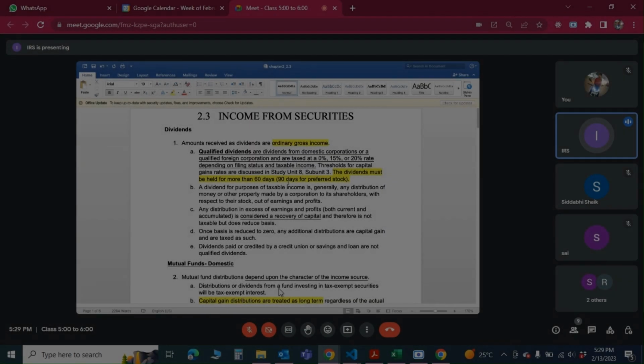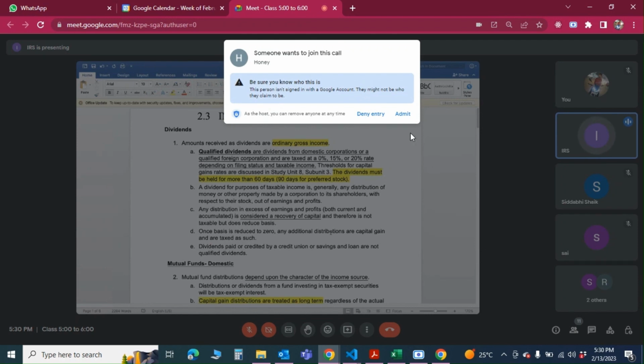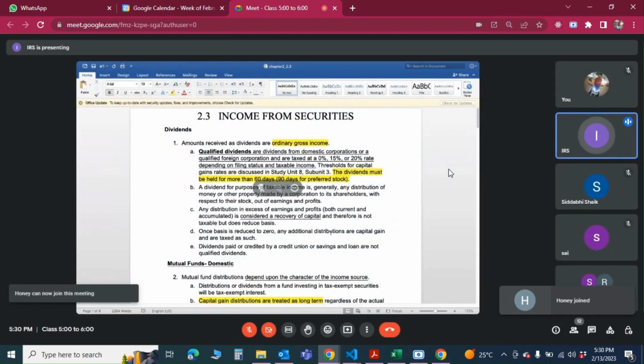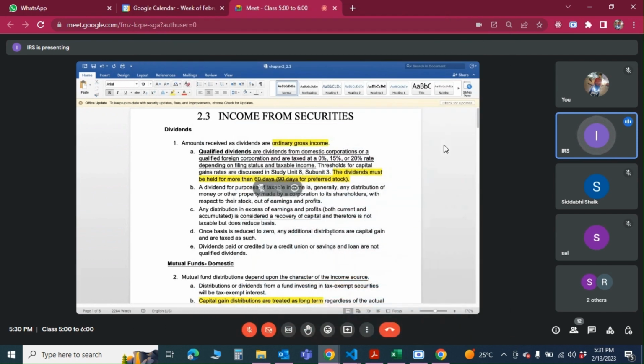So we'll start with this chapter, which is all about dividends. Income from securities. Securities would mean shares and stocks and anything related to the stocks of a company, or some kind of financial instrument where people can put in money. Usually securities are considered the same as stocks, and the entire chapter is going to be focused on dividends.